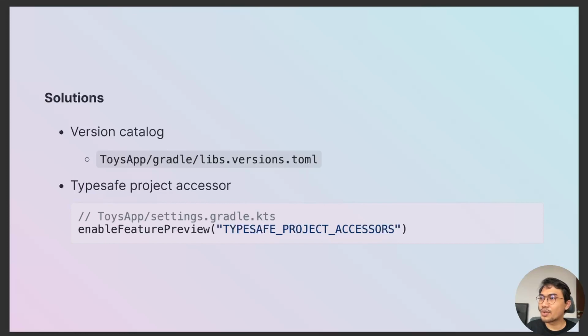We can use Gradle's version catalog for managing dependencies across modules. We can do so by adding libs.versions.toml file to the Gradle folder. If we want modules in our project to be accessible by other modules, we can use Gradle's typesafe project accessor. To enable it, add this code in the settings.gradle.